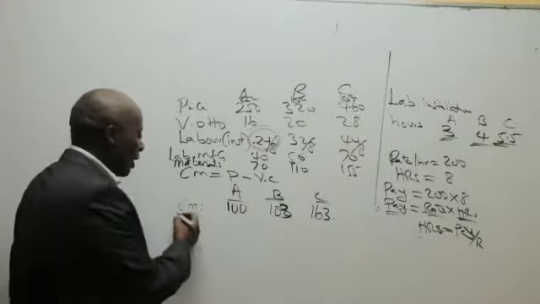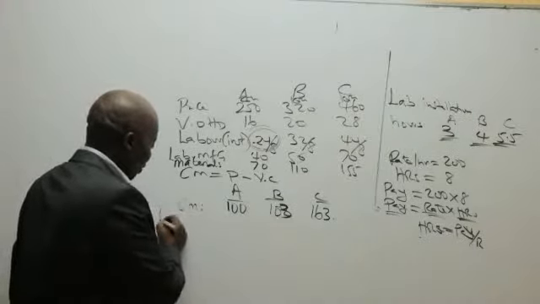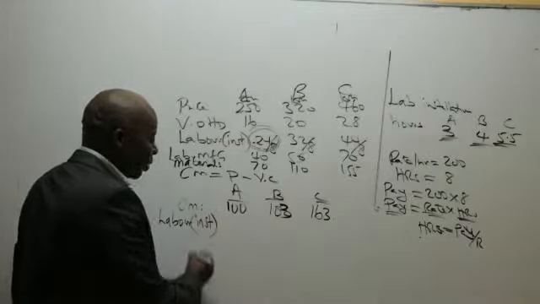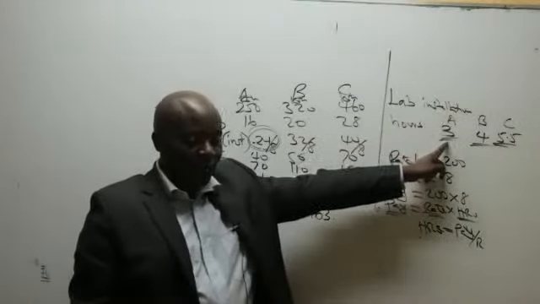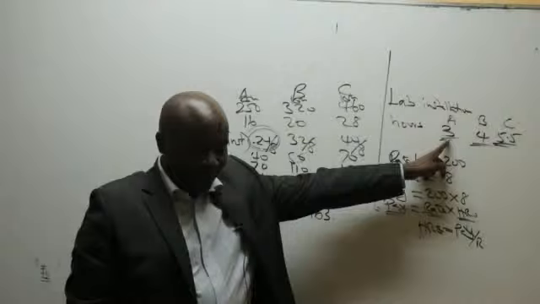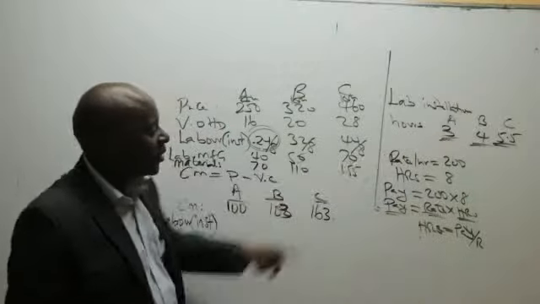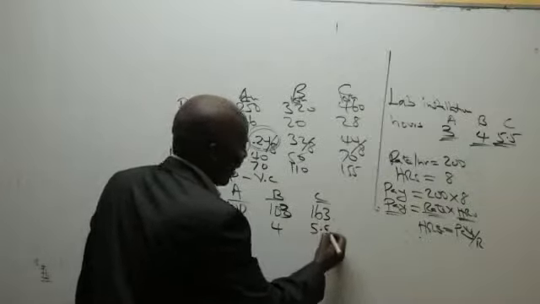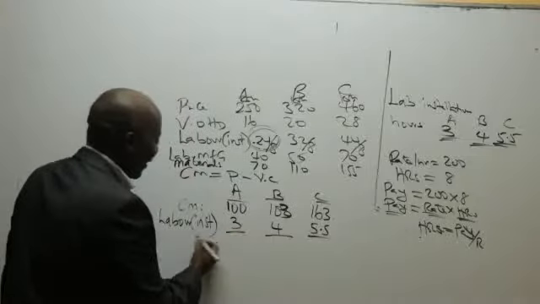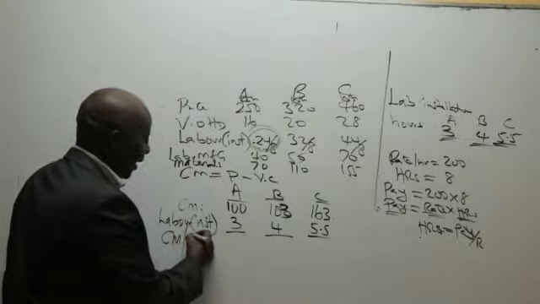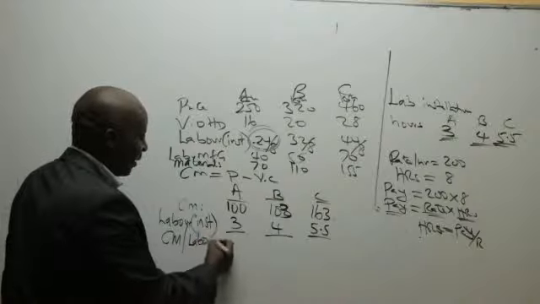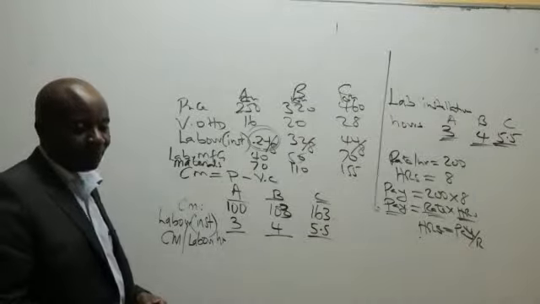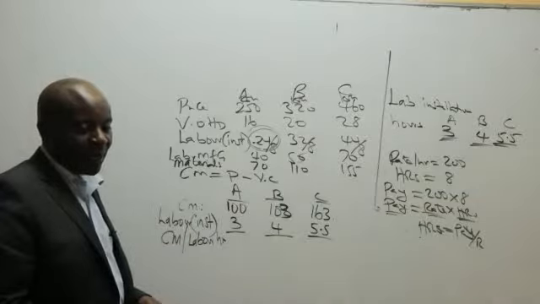From there, of course, I'll pick the scarce resource. The scarce resource here will be labor installation, whose labor hours we already have: 3, 4, and 5.5. So please go ahead and give us the CM per labor hour.